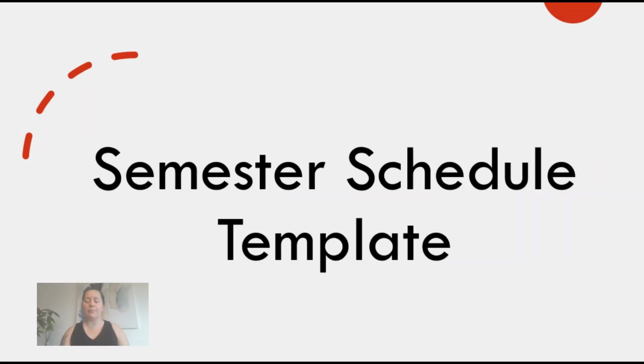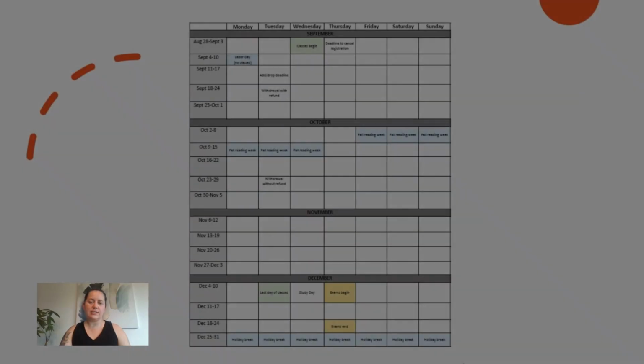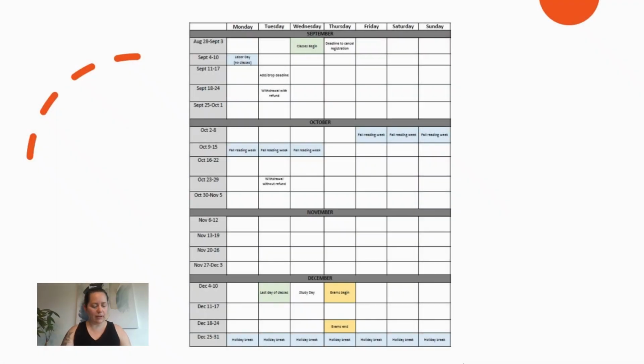This is one example of a semester schedule template. As you can see, they're each sectioned off by month, and each week occupies a row from left to right, and each day of the week occupies a column from top to bottom. Now that we know what it looks like, how would we go about filling one of these in?